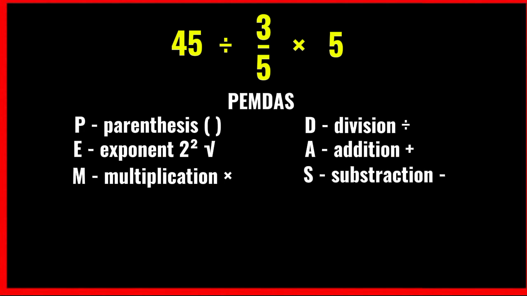One important thing that many people misunderstand is that multiplication does not always come before division. Multiplication and division have equal priority. When multiplication and division appear in the same expression, we simply work from left to right. The same rule applies to addition and subtraction. They also have equal priority, so we solve them from left to right.